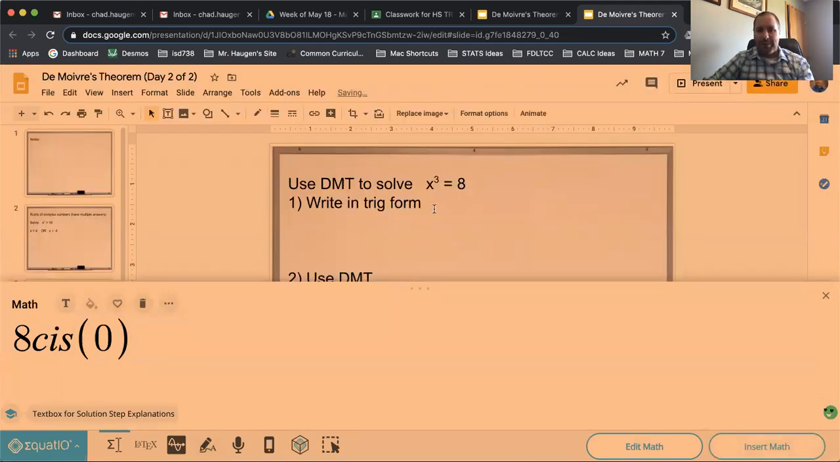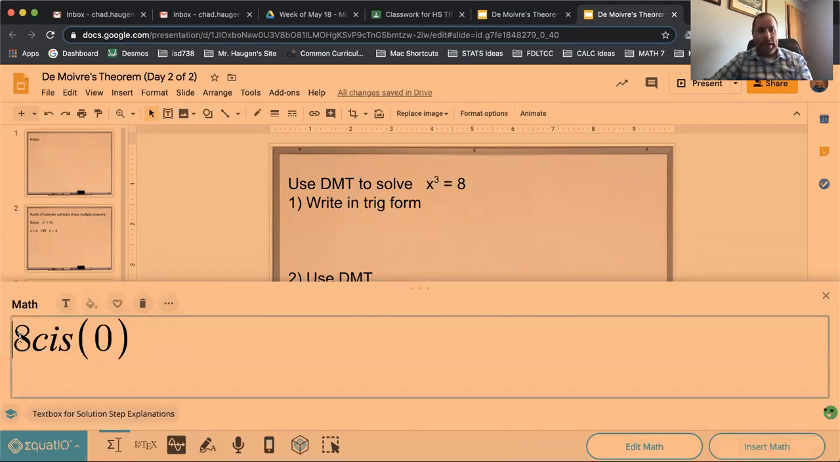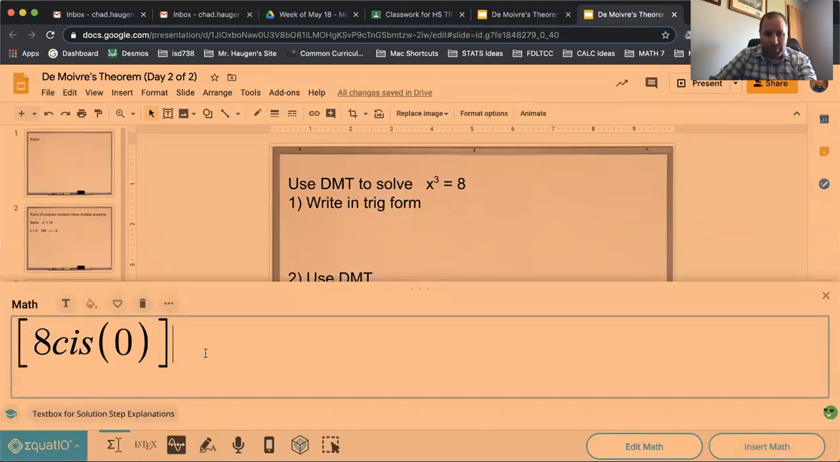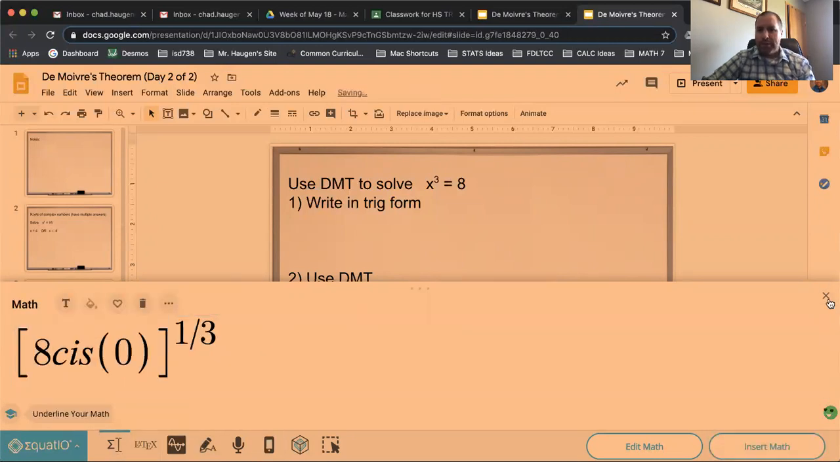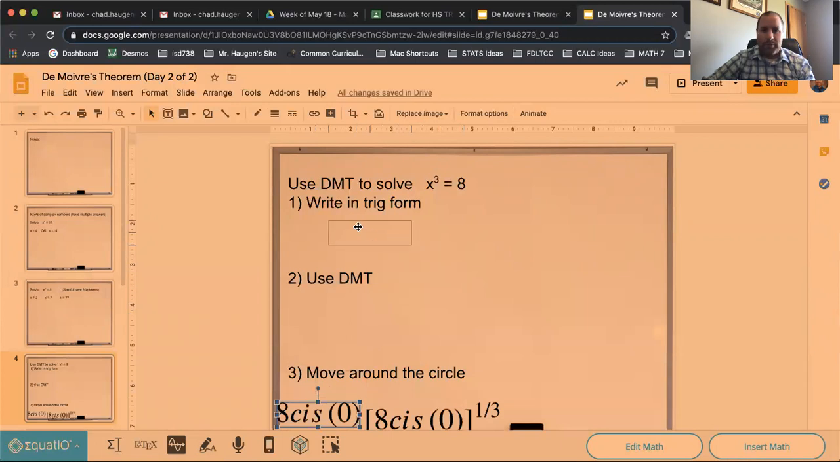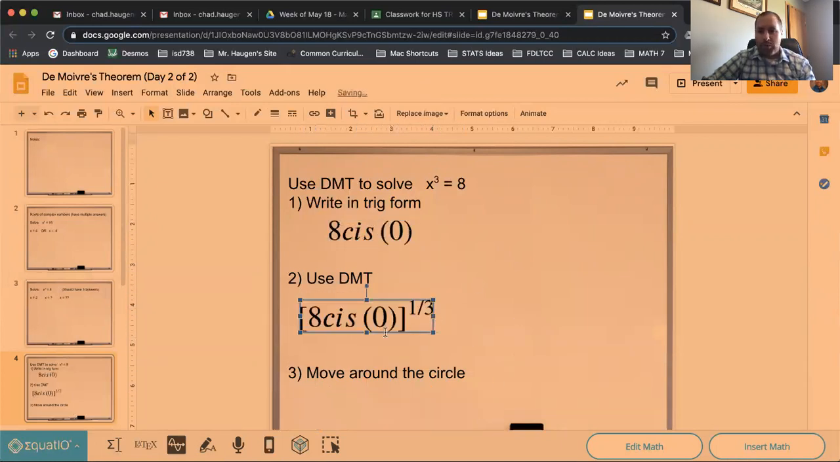And then the next part is to use De Moivre's theorem. That's step 2. So to solve this equation, x cubed equals 8, that means I would have to use sort of the inverse exponent. In other words, I would have to raise this to the 1/3 power. Now I'm going to do something a little bit funky in here. It's going to look a little weird, but that's so that it formats right up here. So I'm not going to worry too much about that. So we're just going to make that into the 1/3 power. So here we've written this in trig form. And then we use De Moivre's theorem to move around, or sorry, not to move around the circle.